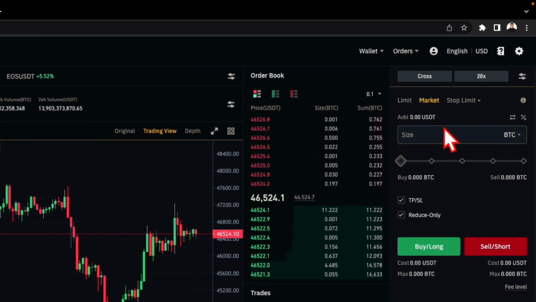So if you want to buy Bitcoin, for example, let's say you want to trade Bitcoin, you can click the size that you want.